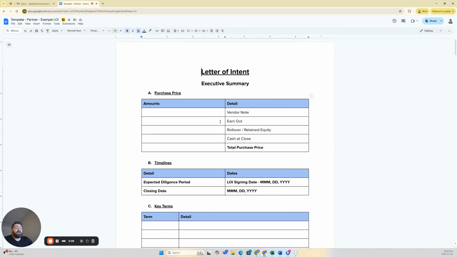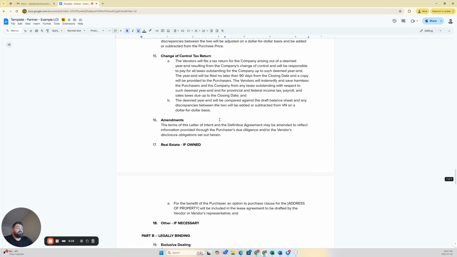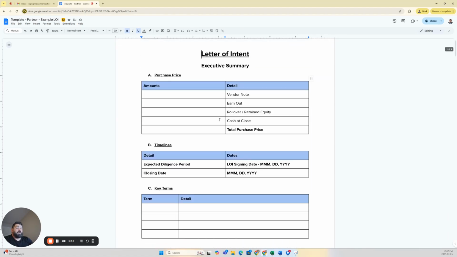I was just going to go over how to put an offer on a business and what a typical LOI looks like. This is our LOI template. This is what I use to help buyers draft an offer on a company.